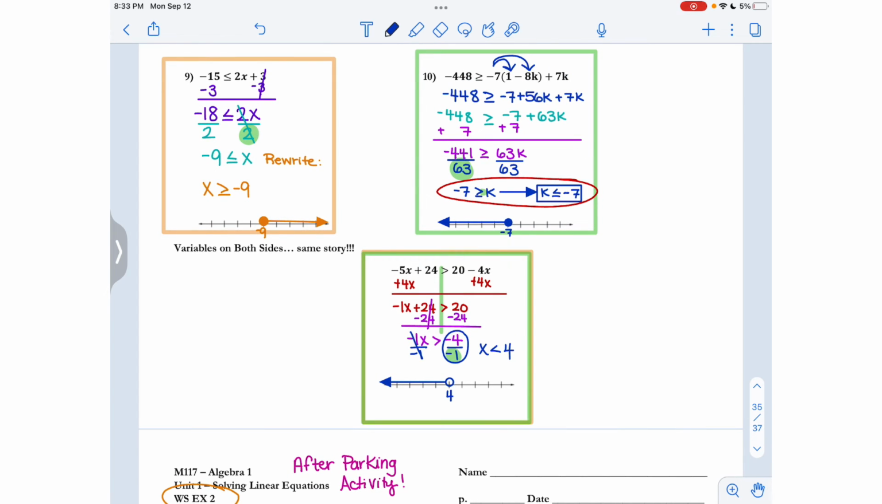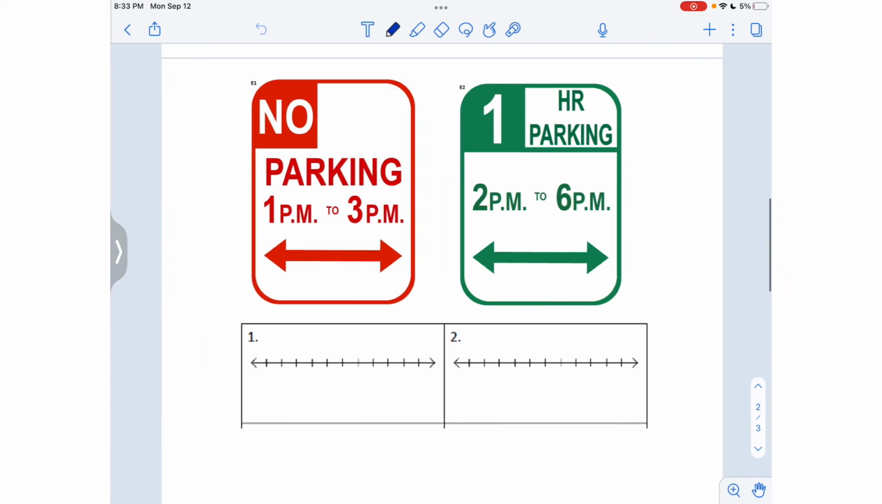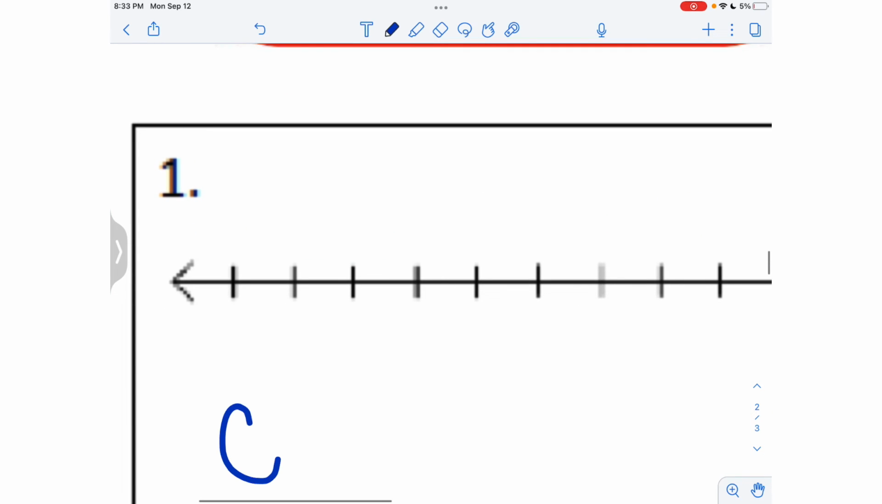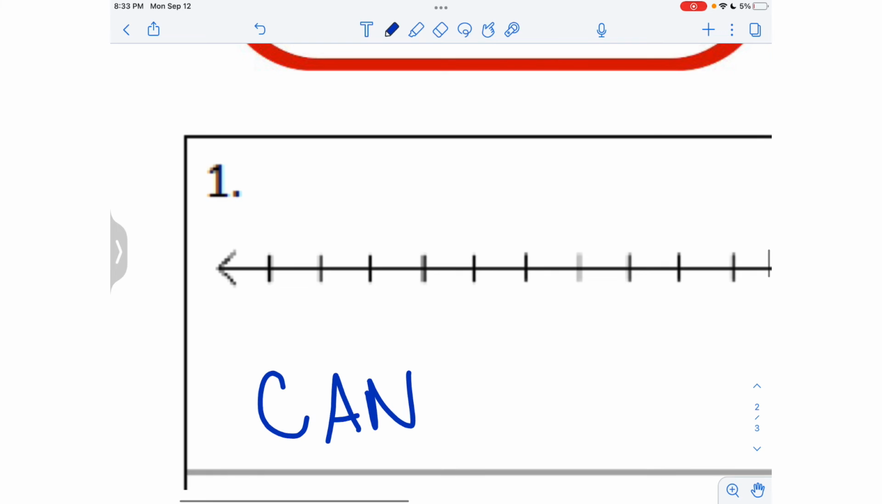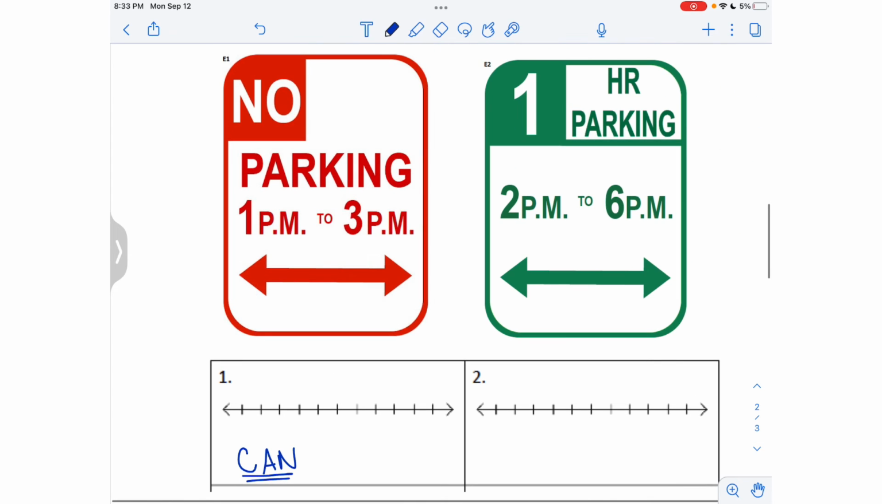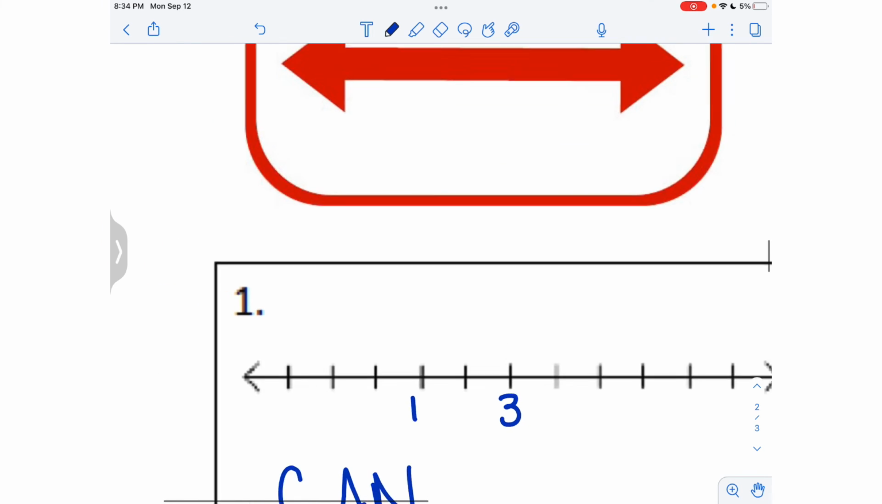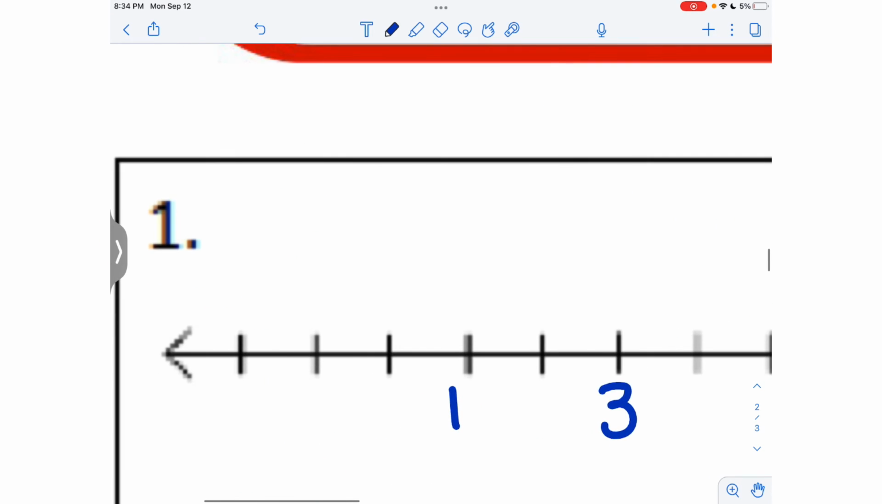Now we're doing this parking activity. So your teacher today, the sub or Mr. G or Mrs. Sakura are going to pass out these signs, okay? And all you're going to do is talk with your group to graph when you can park according to the signs. So if I cannot park between 1 p.m. and 3 p.m., those are my magic numbers, 1 and 3, okay? What this means is I can park any other time except in between these.